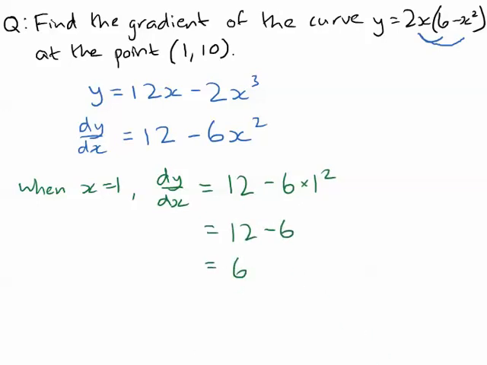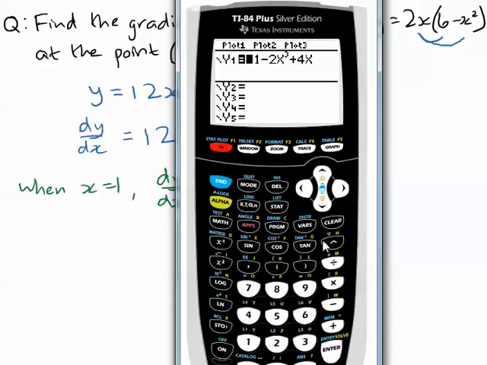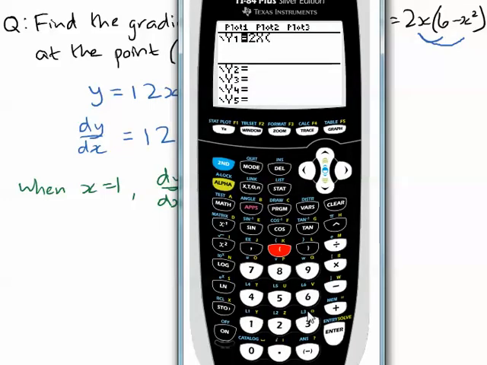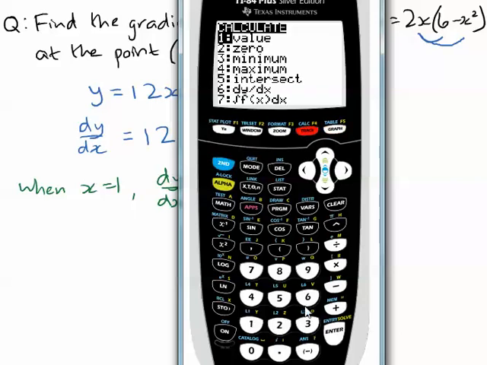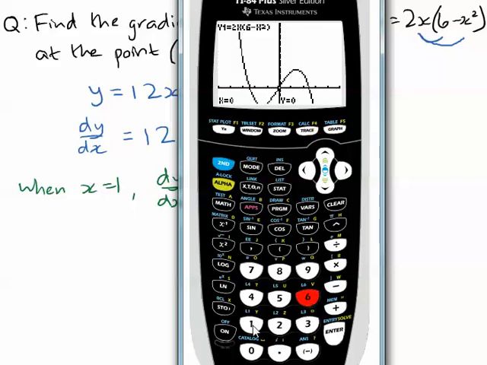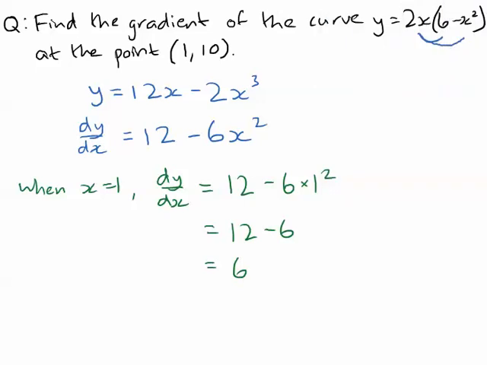So that's the gradient when x equals 1, and let's check it with our calculator, or we could have just done it with a calculator to start with. So let's type in the function 2x, in brackets we've got 6 minus x squared, close bracket, and let's see what the graph looks like. Okay, and let's calculate the dy by dx when x is equal to 1, and press enter, and it tells us that it's pretty much 6, and 6 is what we got. So that agrees with the calculator.